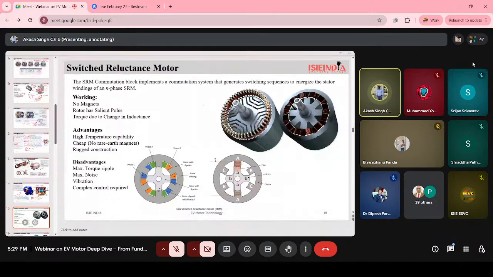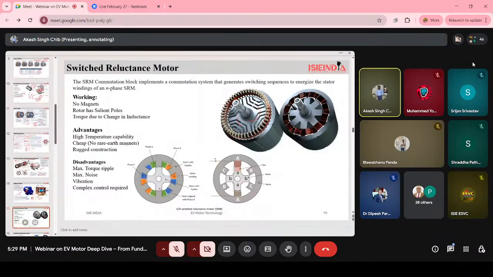Let's see the basic architecture here. This is the rotating part, our rotor, and this is the stator part. Here you can see the copper windings, which generate the rotating magnetic field. Basically, in SRM, only the stator has windings. The rotor is just a piece of iron, as you can see here. Now let's see the working of this switched reluctance motor.